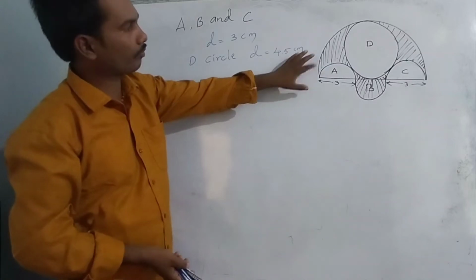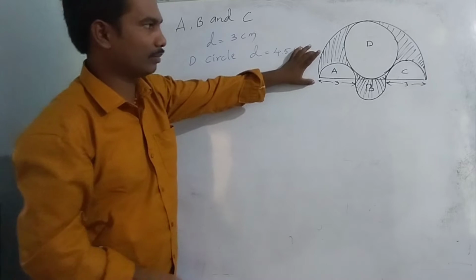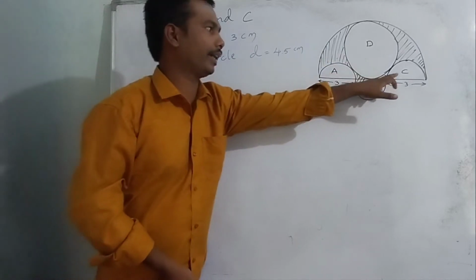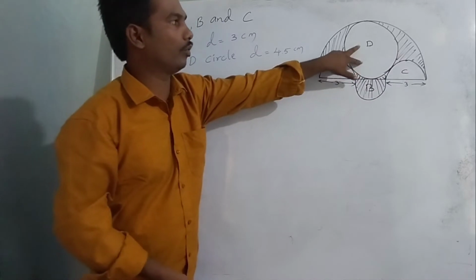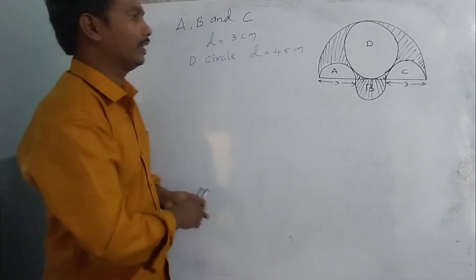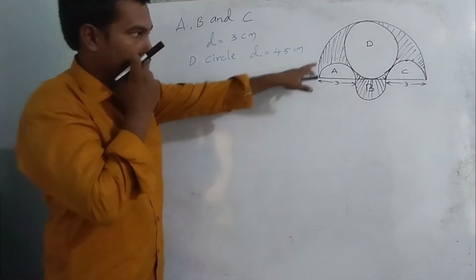Question is, here a semicircle is there. In that semicircle, again two semicircles A and C and one complete circle D is there. Next B, it is the diagram. Now the question is, find the area of the shaded region.